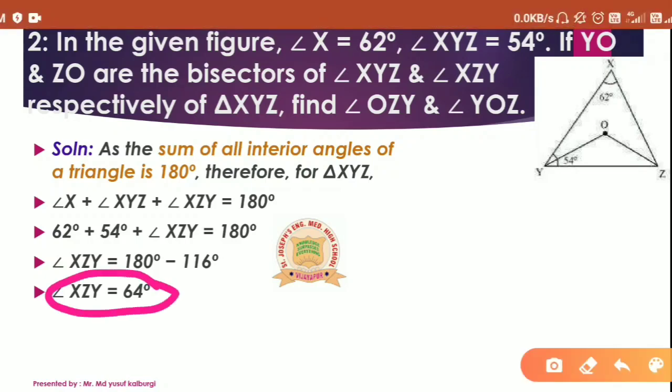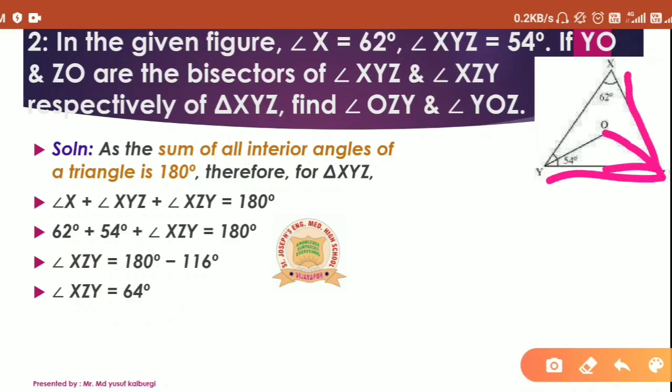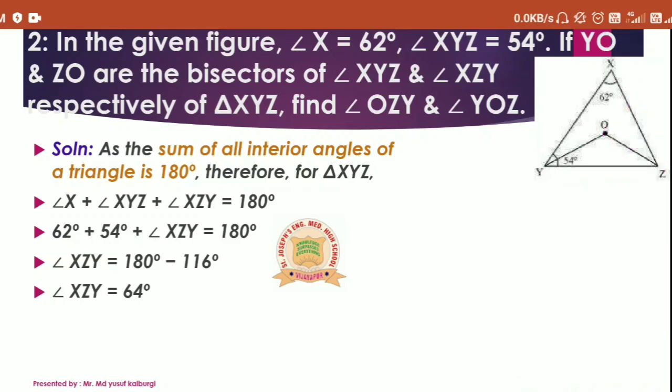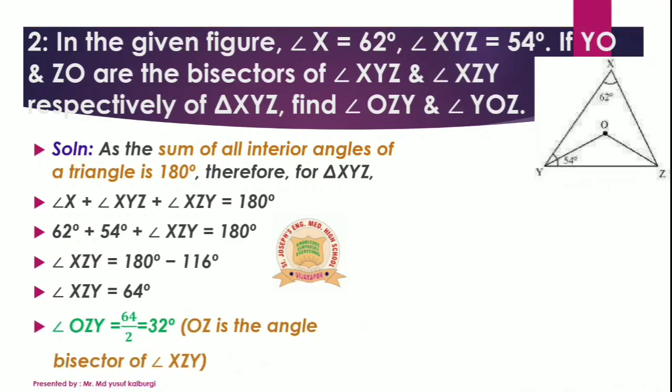Okay. Next we are going to find angle OZY. How to find angle OZY? See, OZY is half of angle XZY. So we are going to halve it. So OZY is equal to 64 divided by 2. That is equal to 32 degrees, because OZ is the angular bisector of XZY. It completely divides it into two equal parts.